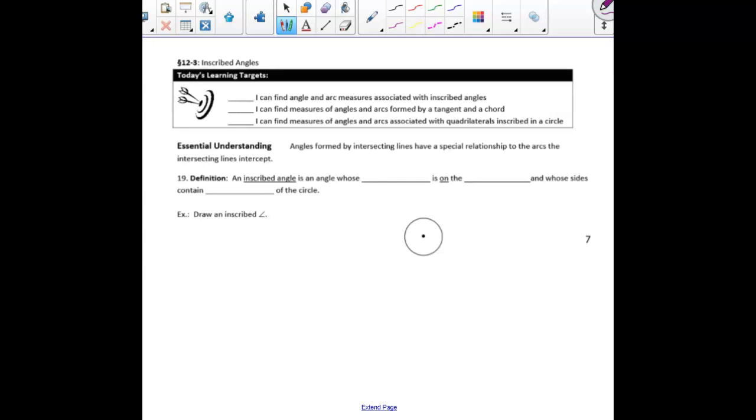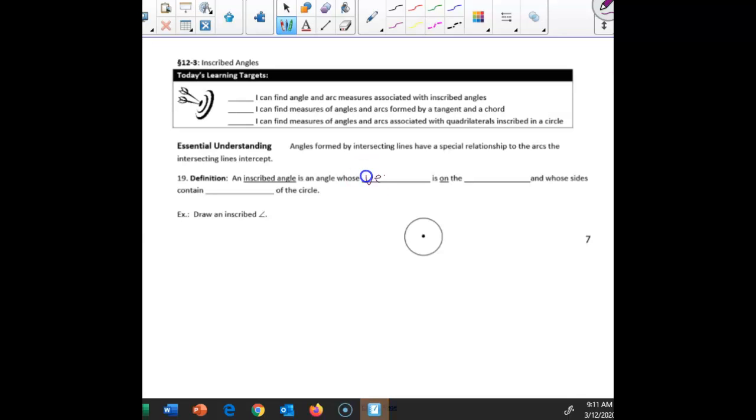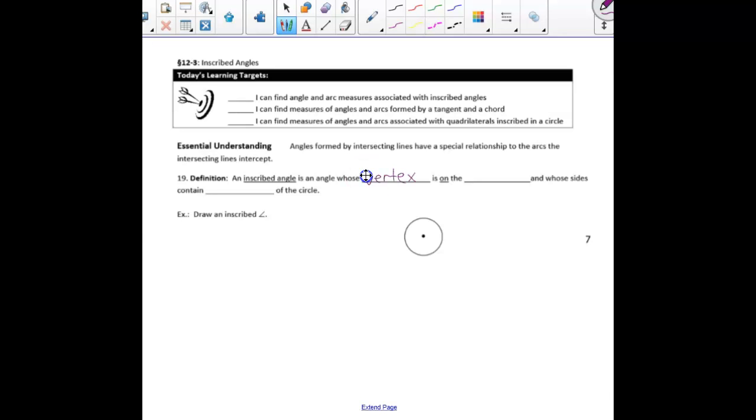Today we're going to talk about inscribed angles. Now, inscribed angles are angles formed by intersecting lines, and they have a special relationship to the arcs the intersecting lines intercept. Now, an inscribed angle is an angle whose vertex is on the circle and whose sides contain chords of the circle.